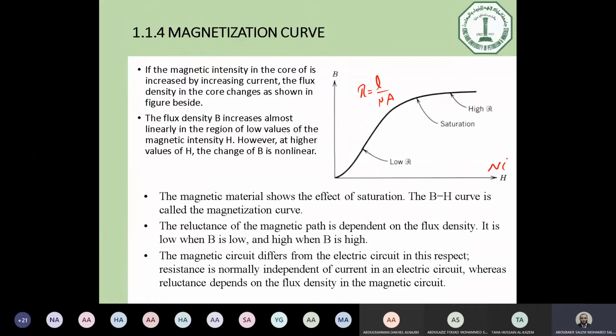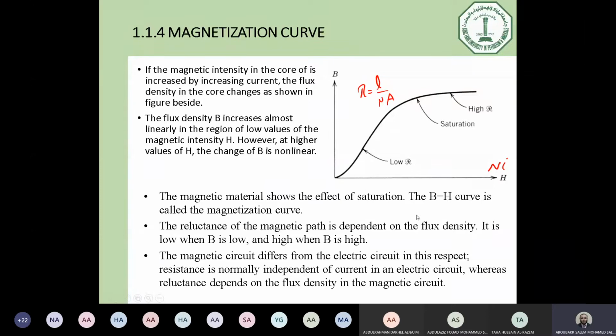We said we prefer to operate the machine or the magnetic core at the linear part and knee part, and not at saturation, because at saturation we may get harmonics, and also there will not be a corresponding increase in B or magnetic density if we increase the current of the supply. So it's not useful anymore to increase the current.